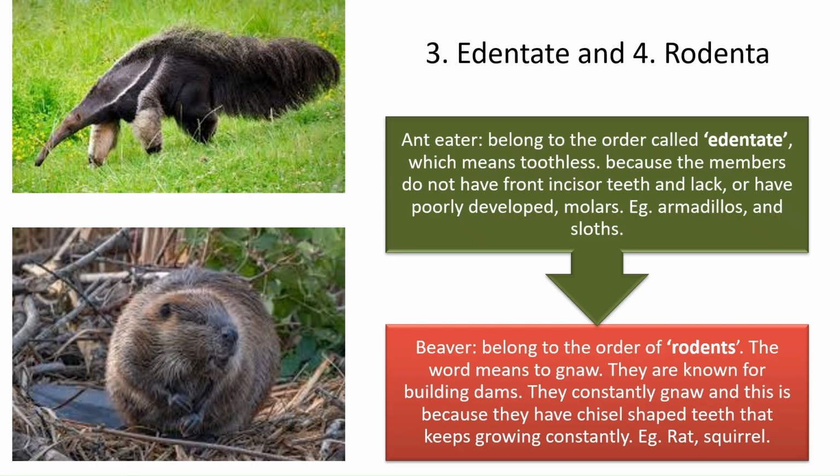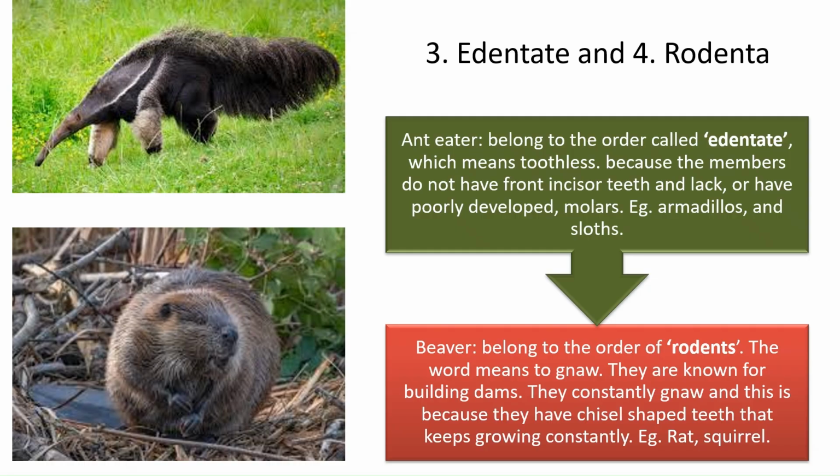Edentata and Rodentia. Anteater belongs to the order called Edentata, which means toothless, because the members do not have front incisor teeth and lack or have poorly developed molars. Examples are armadillos and sloths.